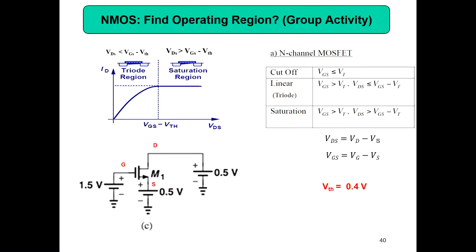How about this one? It's in the triode region because VGS is greater than VTH, but then VDS is less than VGS minus VTH.